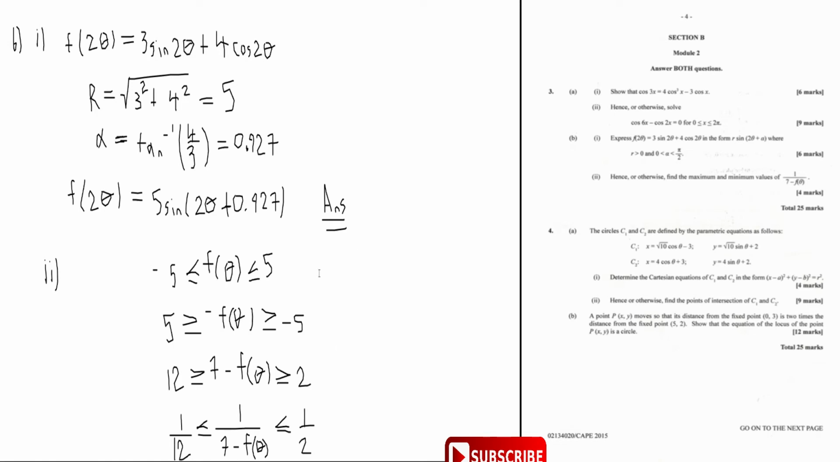And so hence the maximum will be 1 over 2 and the minimum will be 1 over 12. Nice and easy. That's the max and that's the min. And that takes care of question 3. Very easy.